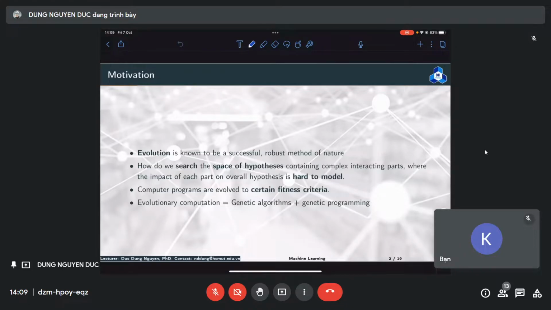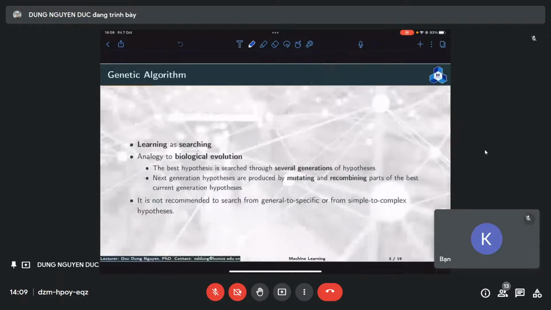So the role of the fitness function is to define the criteria to say if a solution is good or bad. Evolutionary computation is a combination of genetic algorithms and genetic programming in general. And the process of learning is actually just searching. You're looking for good individuals, and each individual will be a solution, right?